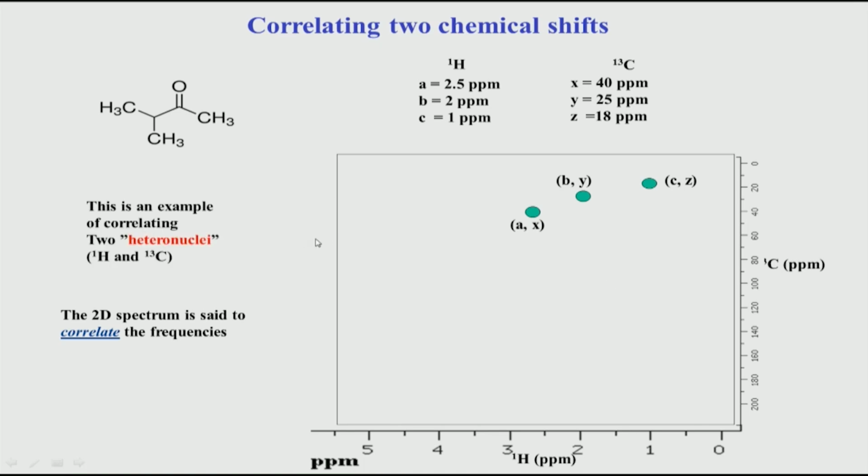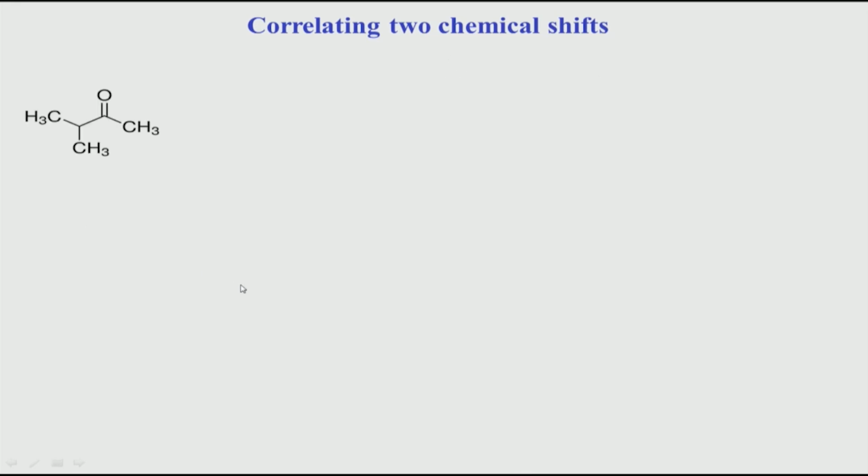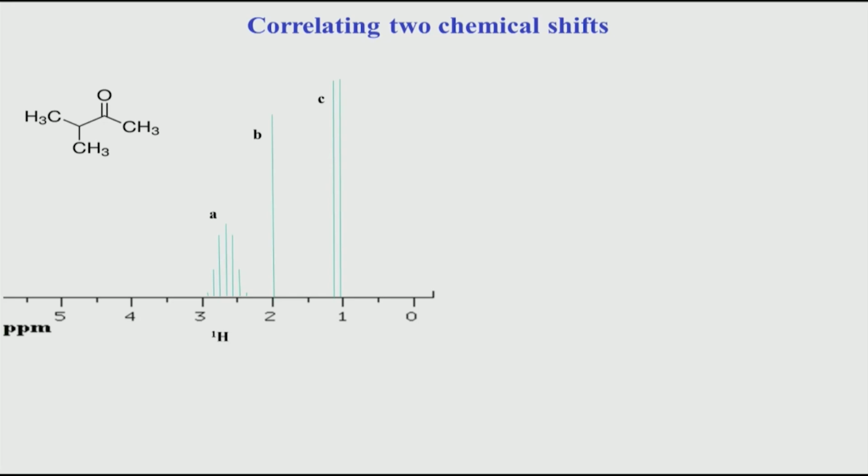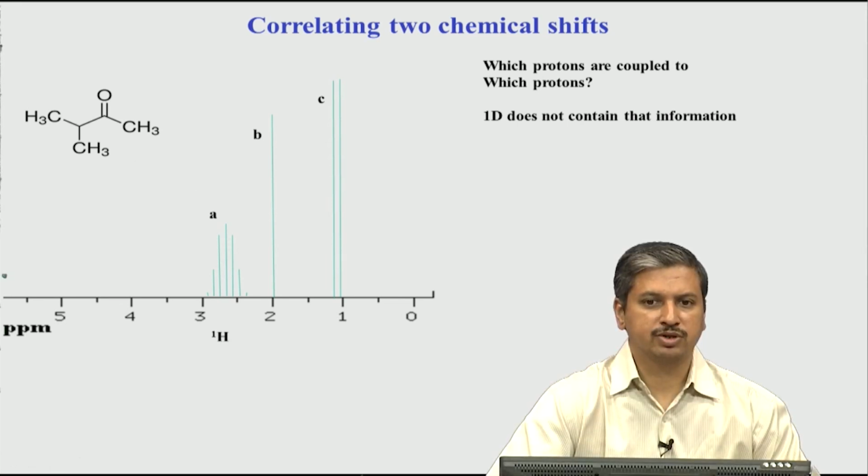So, this is what is shown here, that is what I said, that you are actually correlating two different types of nuclei. So, we use the word heteronuclei. Now, let us look at this example again in a different way. There is one more case. The question is which protons are coupled to which proton. So, this is a separate problem. In the first case we saw which proton is coupled to which carbon, that is what we saw in the previous slide. For the same molecule now, we will not look at the carbon, we are looking at only the hydrogens.